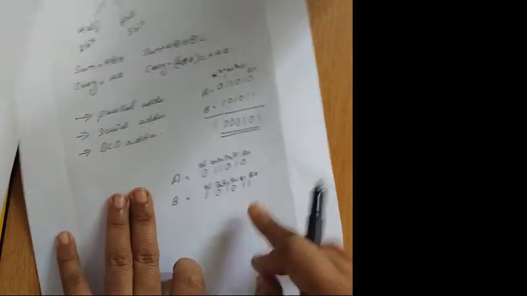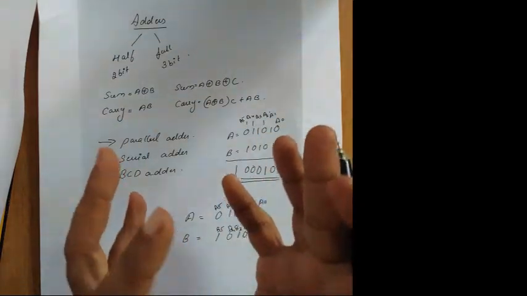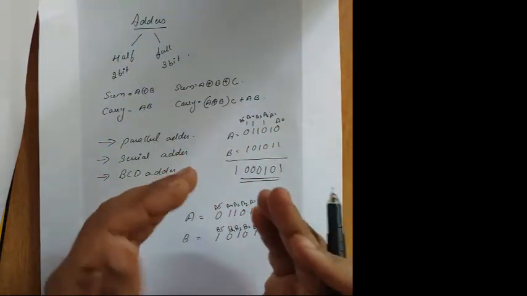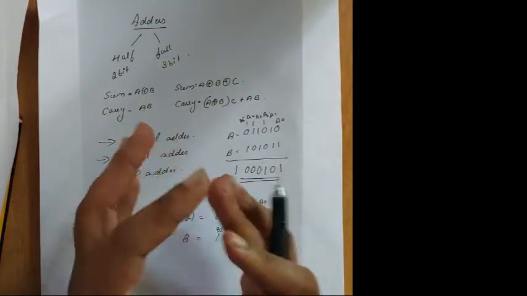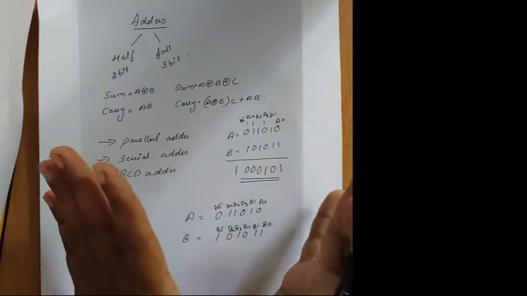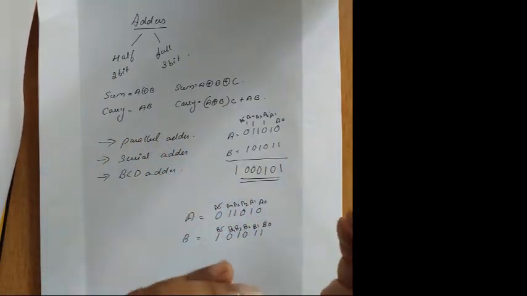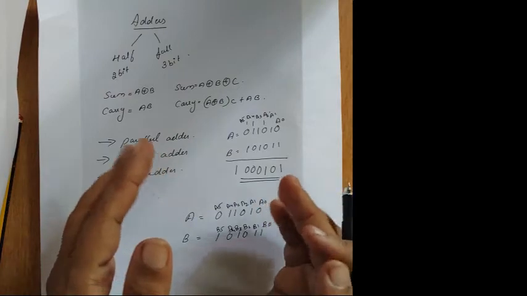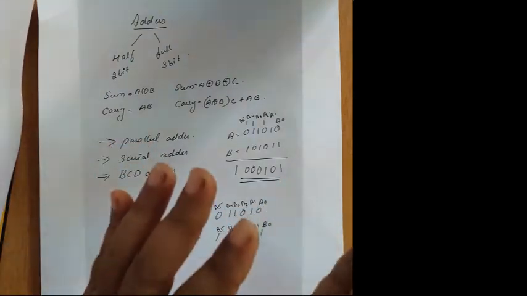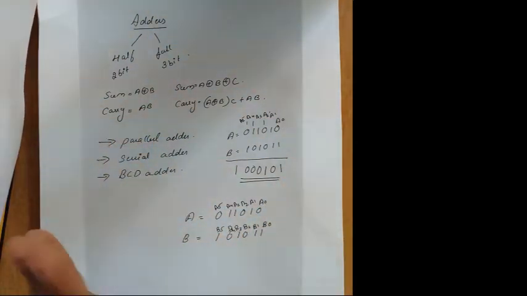So in a calculator you are adding not only 3-bit data, but 4-bit data, whatever number you want, isn't it? So like that, depending upon the number of bits, that many full adders you have to use for calculating the data.